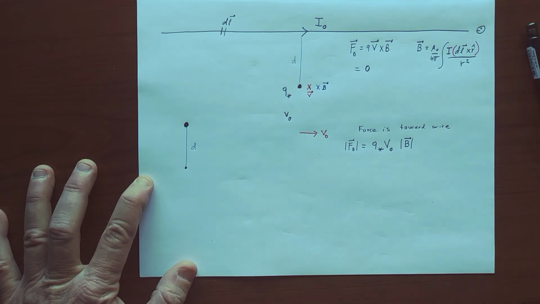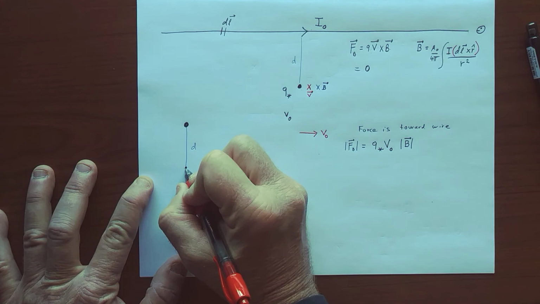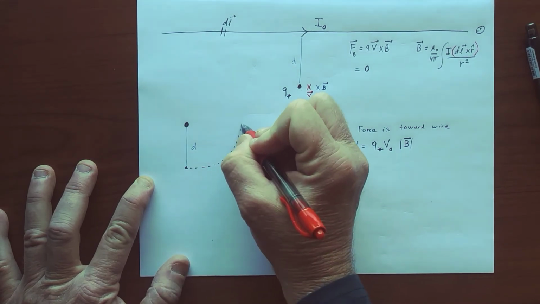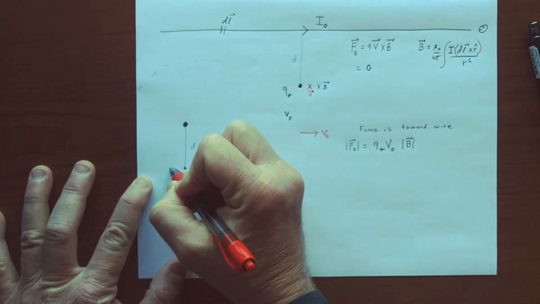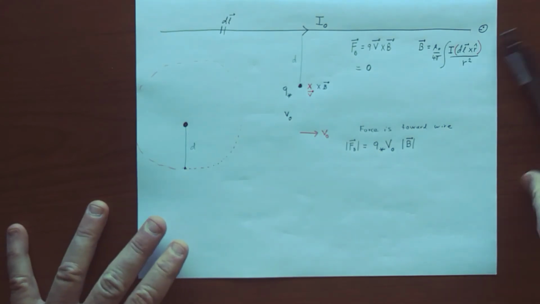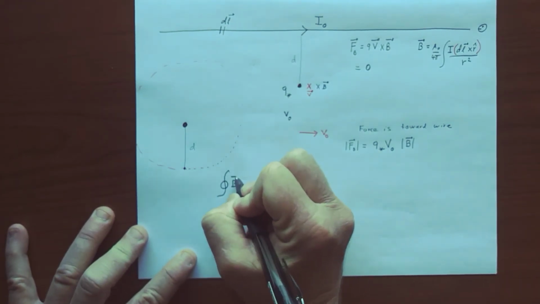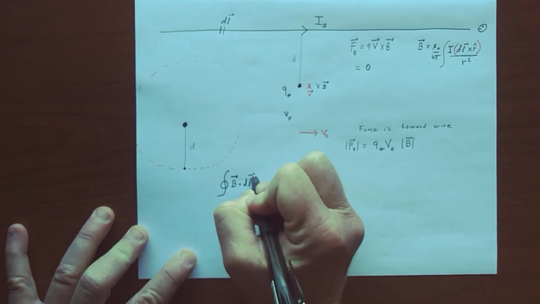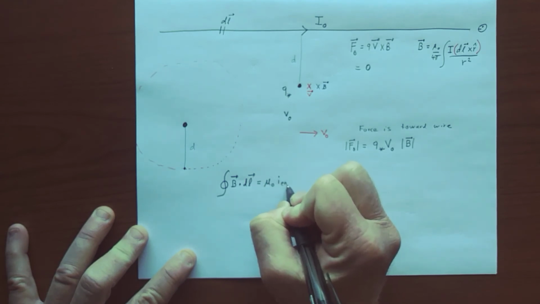If we can find a path, let's make a red path that goes through the point where we want the field, where everywhere the field is expected to have the same magnitude. Of course, that's a circle, right? So I'm trying to make a circumference here of radius d and apply Ampere's law to that. Ampere's law says that the integral of the magnetic field over some closed loop is equal to mu naught times the current enclosed.